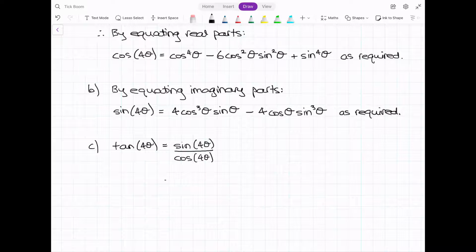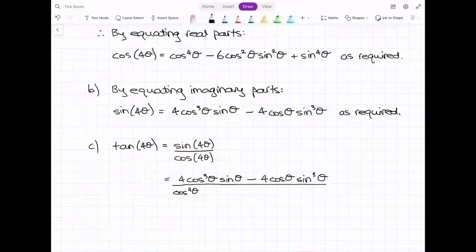So let's do that. Let's substitute in parts A and B. So sine 4 theta, we know is 4 cos cubed theta sine theta minus 4 cos theta sine cubed theta. And that's all going to be divided by cos to the 4 theta minus 6 cos squared theta sine squared theta plus sine to the 4 theta. Okay, now the question is, what do we do here?